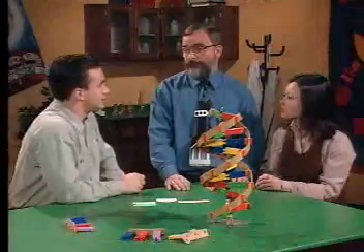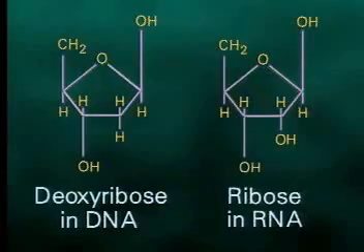Remember that DNA is deoxyribonucleic acid, made up of double-stranded linked nucleotides. But what is RNA? RNA is made up of linked nucleotides also, Corey, but they have a different sugar, ribose instead of deoxyribose, hence the name ribonucleic acid.